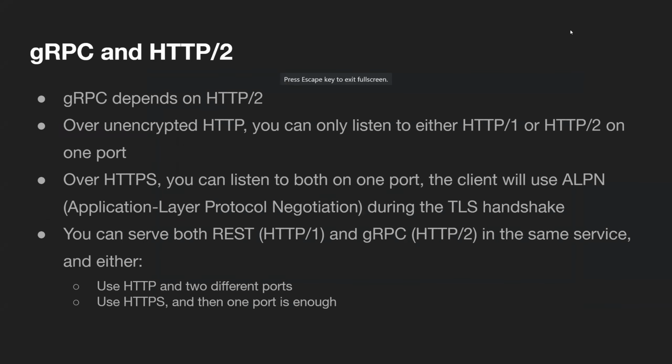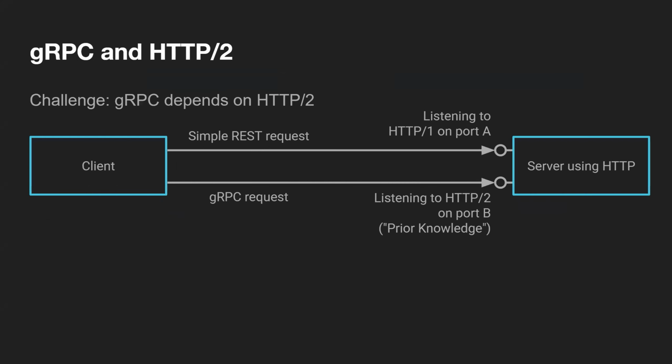And we have a summary of this here on the slide as well. And I have a diagram here which also illustrates this. So in this diagram, what you see is a server which is using unencrypted HTTP. And if you want to support both protocols, then you need two different ports. And this approach is called prior knowledge, which means that the client has prior knowledge about the fact that the server is supporting HTTP2. So when it is sending requests to that port, it can send HTTP2 on it.